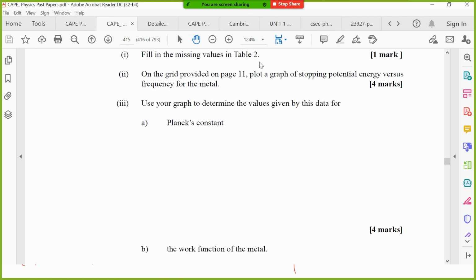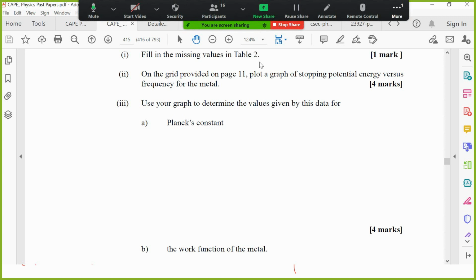It's a 4-mark question, and sometimes when you see a question that values a certain amount of marks, that will tell you how much work you have to put in to get the answer. You can't just take the equation and put in 2 numbers and expect 4 marks. No, in this case, to get Planck's constant, you have to go find the gradient.